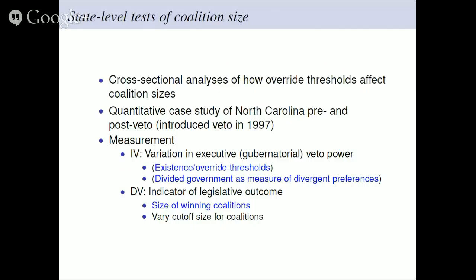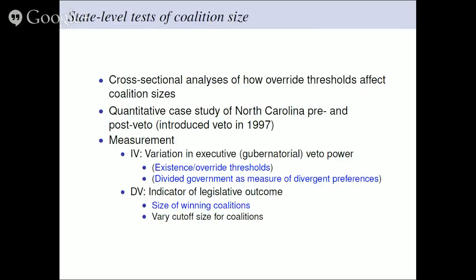The key independent variable here is the override threshold, I should say. Is it 1/2 plus 1? Is it 3/5, or is it 2/3? I also need to have a measure of the distance between the executive and the chamber median. Now, unfortunately, there's not a good way of doing this at the state level. We do not have exact measures of gubernatorial preferences or chamber preferences, especially on individual bills.